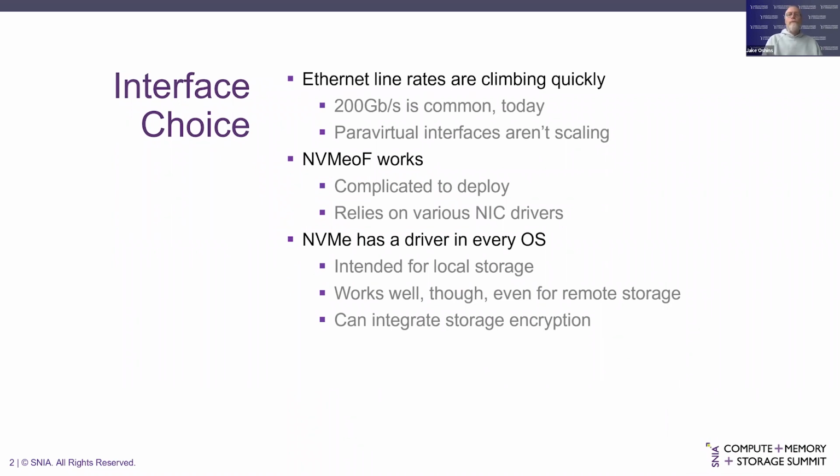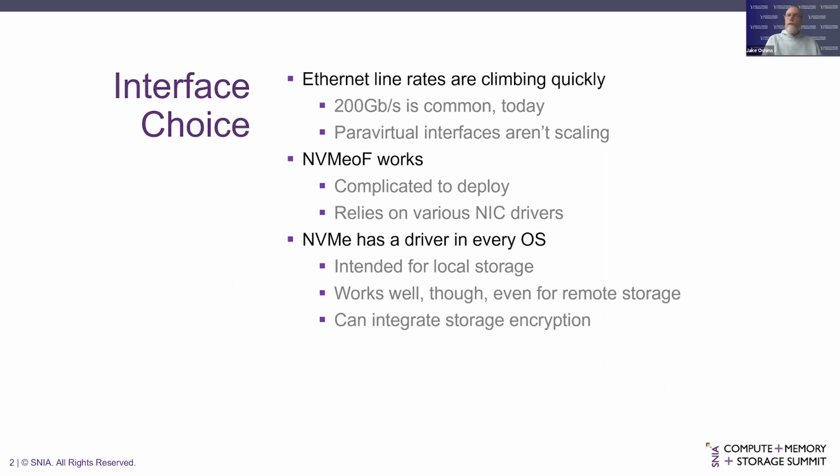We need to make a choice when we are providing an interface to our customers. Traditionally, that interface has been through paravirtualization. We see device drivers that are meant for virtual machines inside those virtual machines, providing abstractions like a SCSI controller. And while that does work very well, it doesn't work at the line rates that we're starting to see. We're at 200 gigabits today. We don't see any point at which those speeds stop growing.